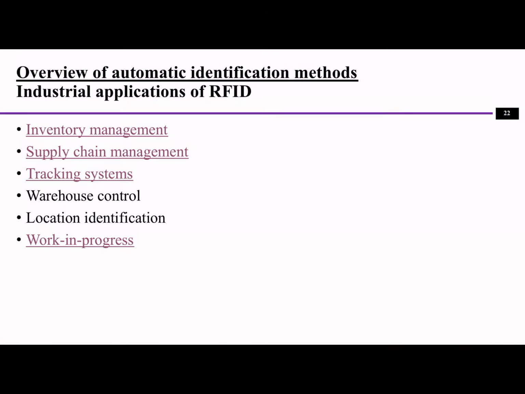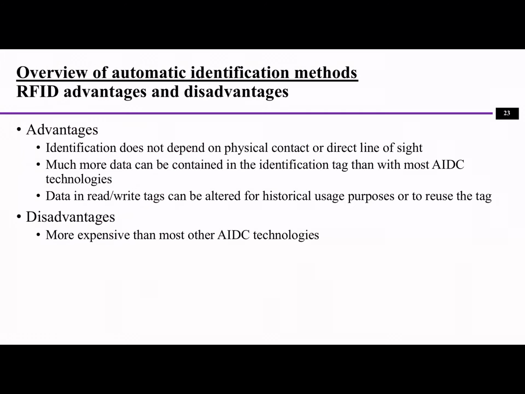Alright, so this should give you a general idea of how RFID actually works, used at the factory level. Alright, for the advantages and disadvantages. The advantages are: RFID does not depend on physical contact or direct line of sight, so if it is used in the factory, it actually won't cause any damage to the product. So that's one of the advantages.